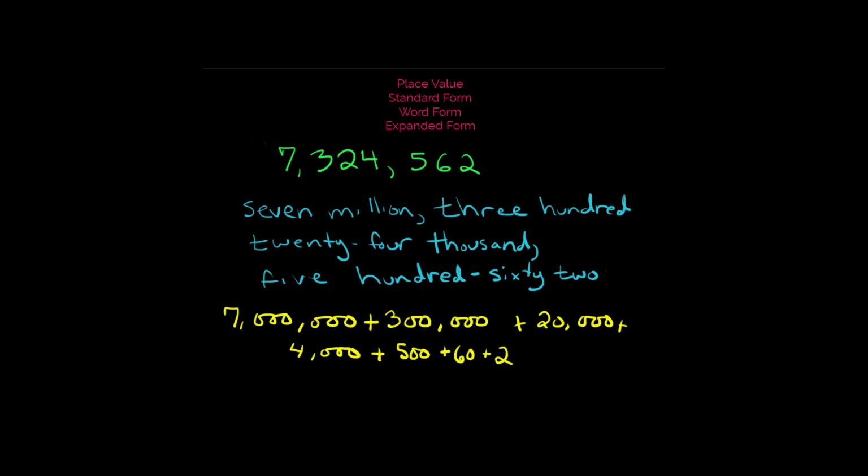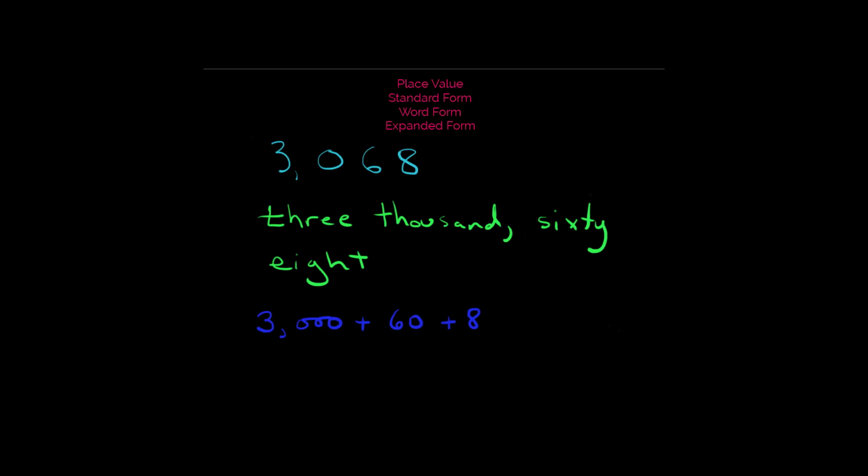So we're going to do another example here, and I'm going to include a 0 to see how to deal with that when we're writing it out in these different forms. Our next example is 3,068. Notice how we have the 0 in the hundreds place, so we need to know how to deal with that. Writing it in standard form is not a big deal, it's pretty easy, 3,068. But how do we represent that?